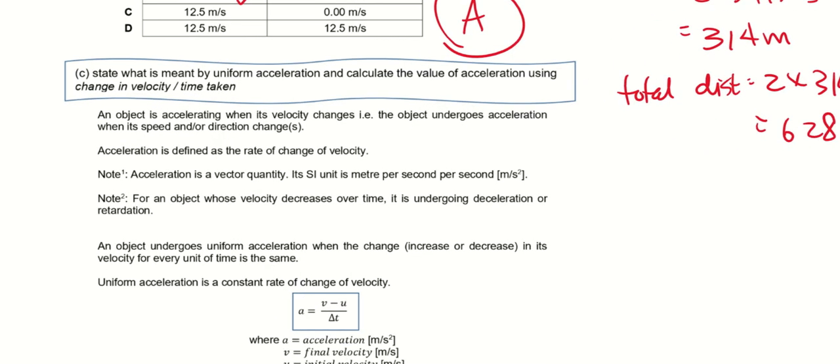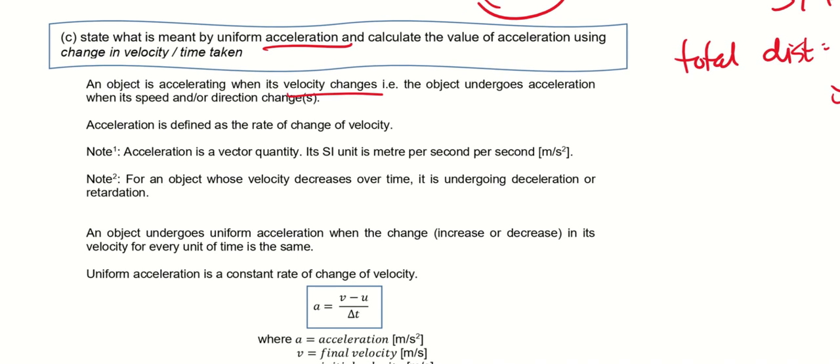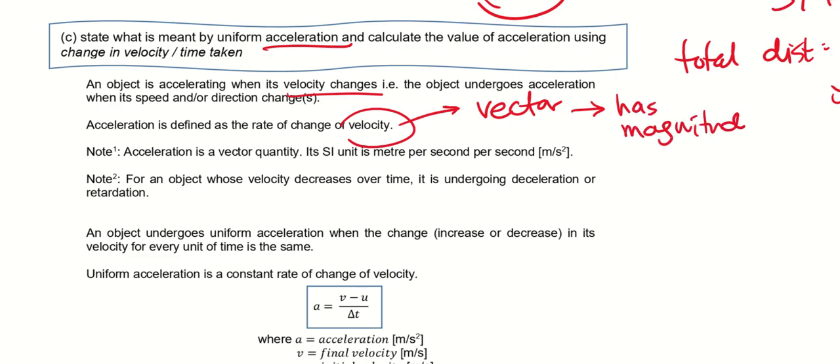Something new. See what is meant by acceleration. Have you heard of acceleration? If I ask you to accelerate, what does it mean? Go faster, yes? How about decelerate? Go slower, okay? So an object is accelerating when the velocity changes. Now, what is velocity? It is a vector quantity. Vector means it has magnitude and direction.